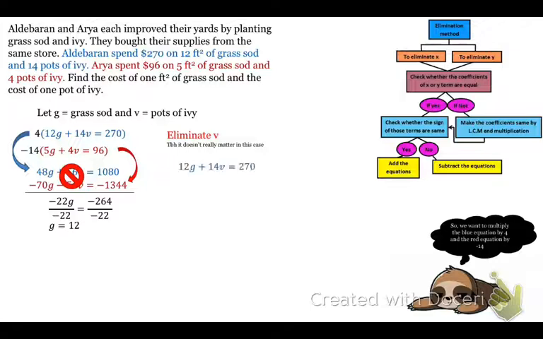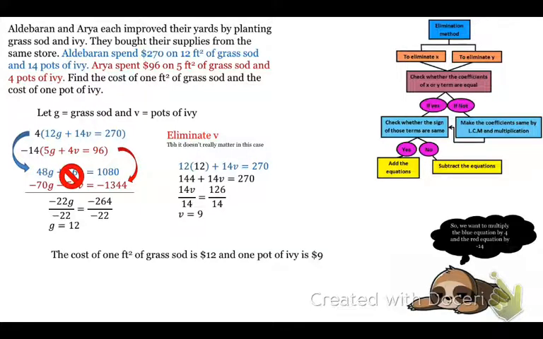Now we just need to plug it into one of these equations. I'm just going to use the top equation. So I'm going to plug a 12 in right there. So 12 times 12 plus 14V equals 270. Well, that's 144 plus 14V equals 270. Subtract that 144 and you get 14V equals 126. Divide by 14, so V equals 9. Which means that the cost of 1 foot squared of grass sod is $12 and 1 pot of ivy is $9.